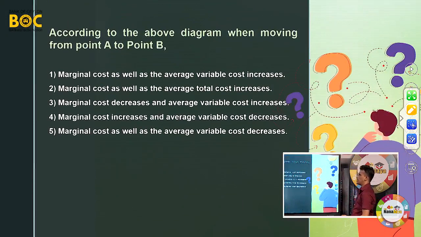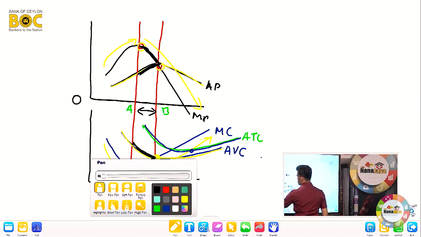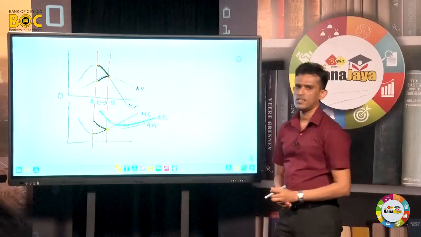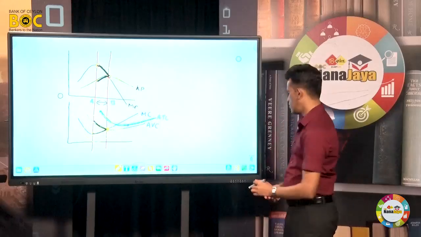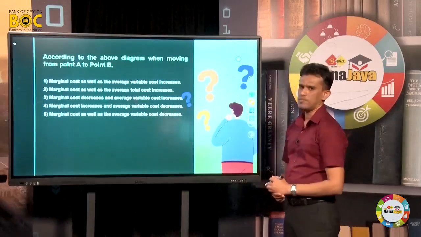So the question is, according to the above diagram, when moving from point A to point B, marginal cost as well as average variable cost increases. Wrong. We identified that during this stage the marginal cost increases and the average variable cost goes down. So we will directly go to the answer. The first answer cannot be accepted.